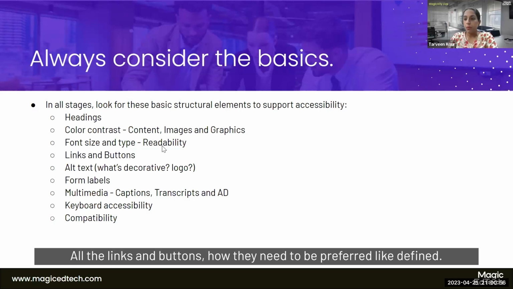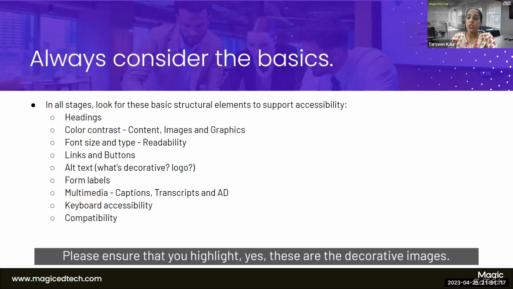All the links and buttons, how they need to be defined: what should be the disabled state, what should be the active state, what should be the visible focus, what should be the color contrast of the focus visible when you traverse to the buttons and links. All of that can be tested in the design phase.